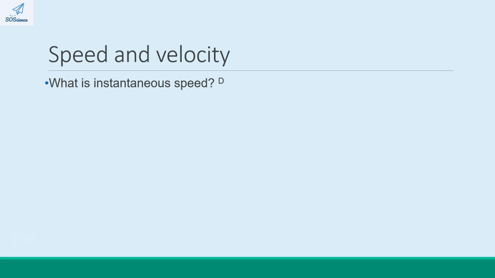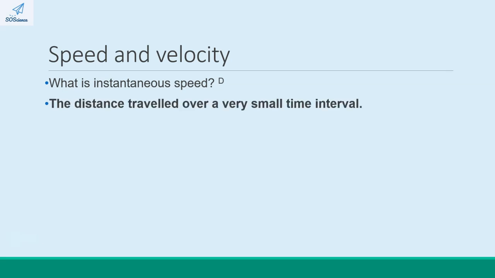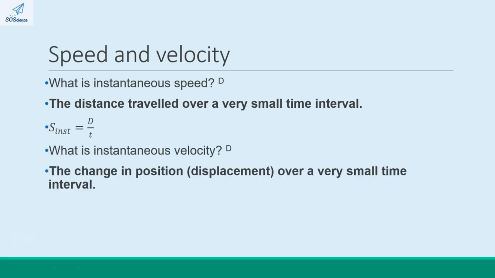Let's define instantaneous speed. Instantaneous speed is the distance traveled over a very small time interval. So here we've got instantaneous speed, which is distance divided by time, but it's very important to note that this is measured over a very small time interval. So at a particular point in time, at a particular distance, what was the speed of the object? And what is instantaneous velocity? It is the change in position, again, over a very small time interval. So the instantaneous velocity is the change in position over a very small period of time.